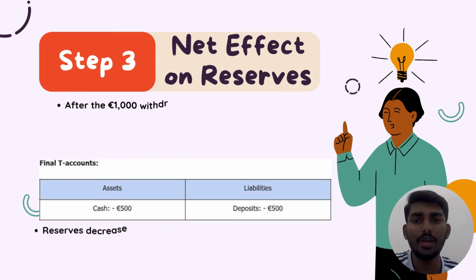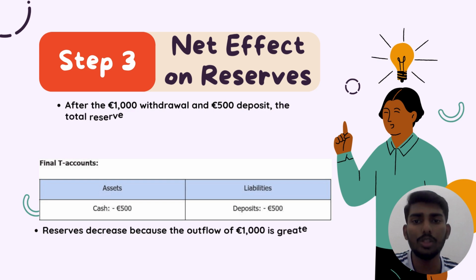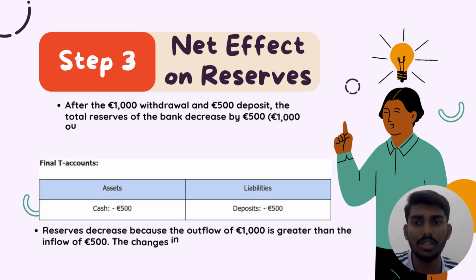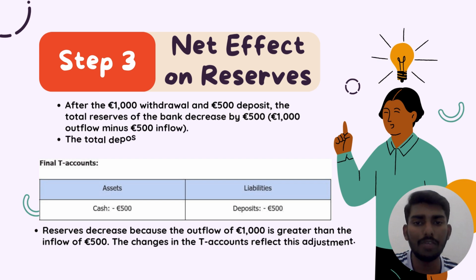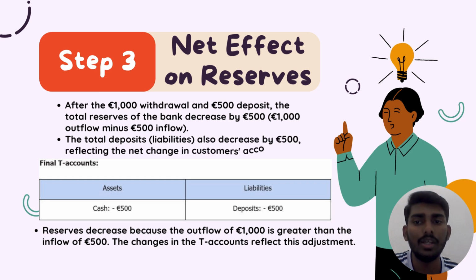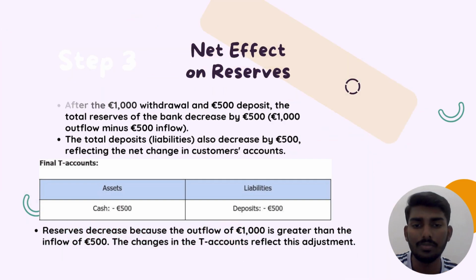Step 3. Net effect on reserve. After the 1000 euro withdrawal and 500 euro deposit, the total reserve of the bank decreased by 500 euro: 1000 euro outflow minus 500 euro inflow. The total deposit liabilities also decreased by 500 euro, reflecting the net change in customers' accounts. Final T account: asset cash minus 500 euro, liability deposit minus 500 euros. Reserve decreased because the outflow of 1000 euro is greater than the inflow of 500 euros. The change in the T account reflects the adjustment.